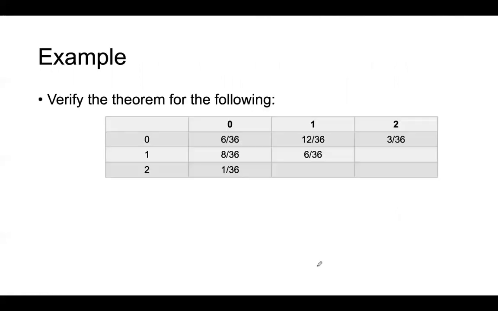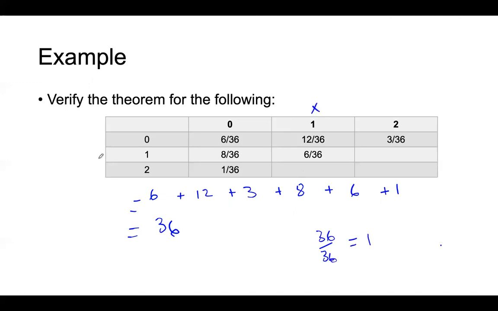So let's look at an example. Verify the theorem for the following. So we can just add them all up and we see that it is equal to 1. So 6 plus 12 plus 3 plus 8 plus 6 plus 1. This is all equal to 36. And they're all over 36. So 36 over 36 equals 1. So yes. So these would be your X values, and these would be, let's say, your Y values. Sorry, I forgot to write that.